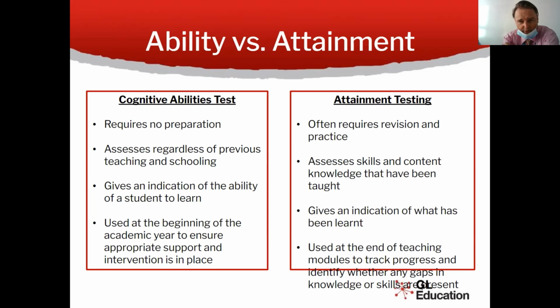Attainment testing, the difference. Attainment testing often requires revision and practice. It acknowledges skills and content knowledge that have been taught. It gives an indication of what has been learned, and it is used at the end of teaching modules to track progress and identify whether any gaps in knowledge or skills are present. So there is a significant difference in the reasoning behind the testing.